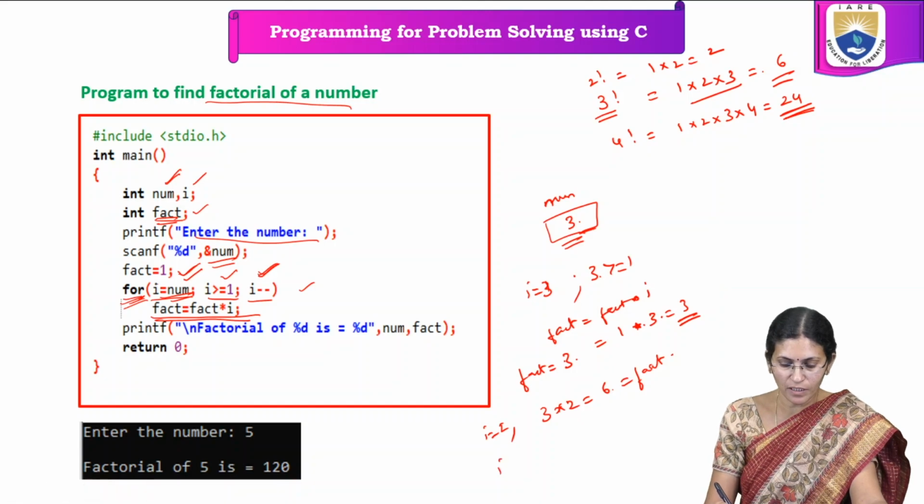Next, after that, I value is decremented by 1. Next, fact value is from the previous iteration, so we got the value as 6. So 6 into 1 is equal to 6. So this is the value of this.